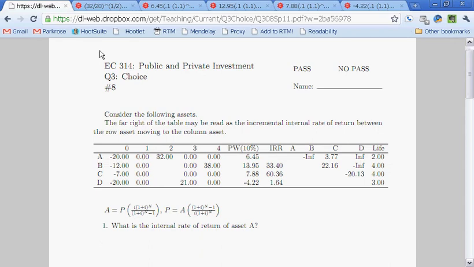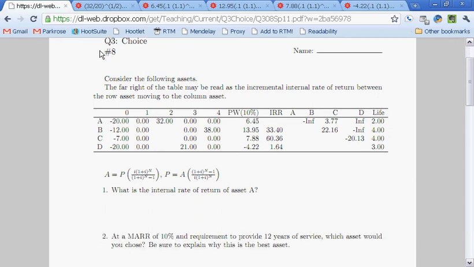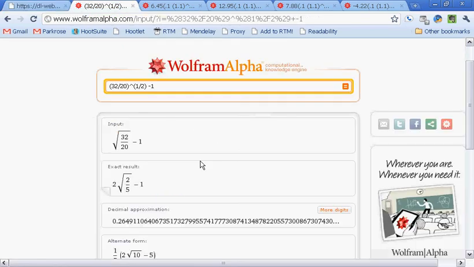So let's start off with question number 1, which is the internal rate of return of asset A. What you're doing there is calculating present worth, so it's minus 20 plus 32 over (1 plus i) squared, and setting that equal to 0 and solving for the interest rate that makes that present worth 0. That calculation simplifies to this right here, and what you should find is the internal rate of return is 26.49%. Piece of cake.